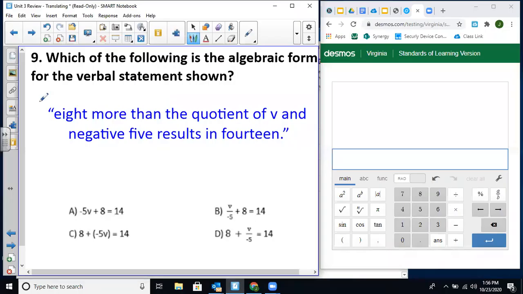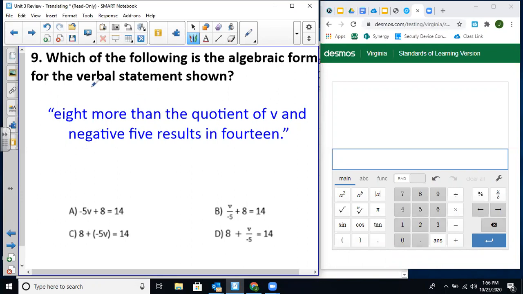All right, let's look at the second question. Which of the following is the algebraic form for the verbal statement shown? So let's read the verbal statement first. It says 8 more than the quotient of V and -5 results in 14. All right, so let's go through and pick out our pieces and write it in algebraic form.